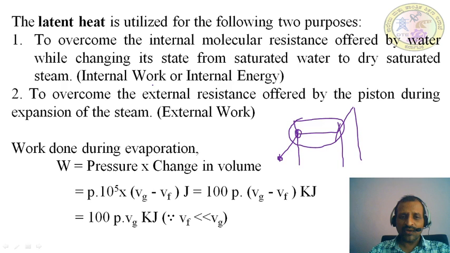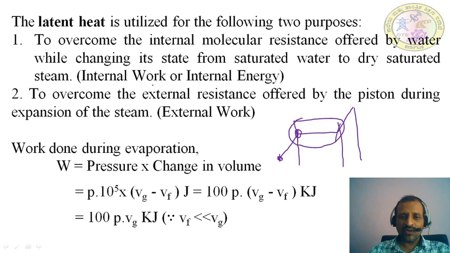So in order to do the work, it has to overcome that weight. So it means the piston has to push upward. When the piston moves upward, it overcomes the resistance, or the weight, right? So these two activities take place during the stage B to C. From B to C, that is latent heat. The latent heat is utilized for these two purposes.